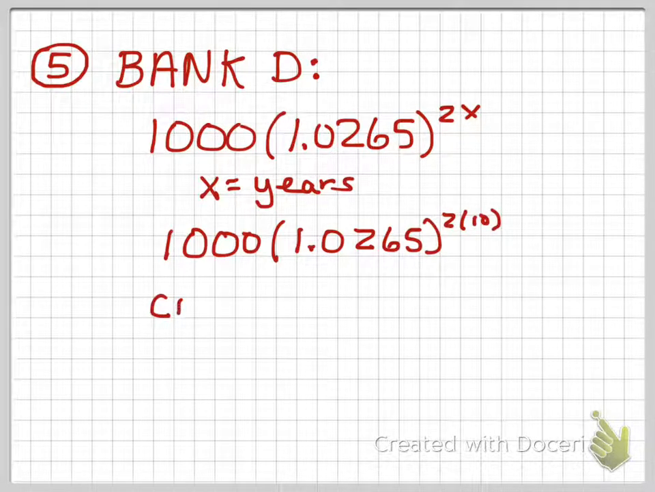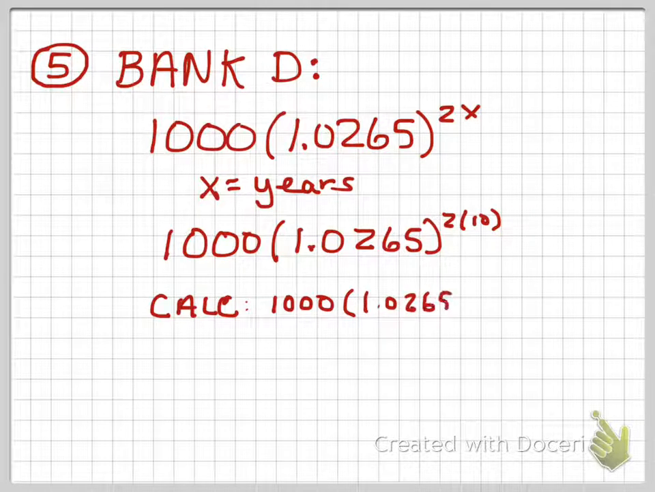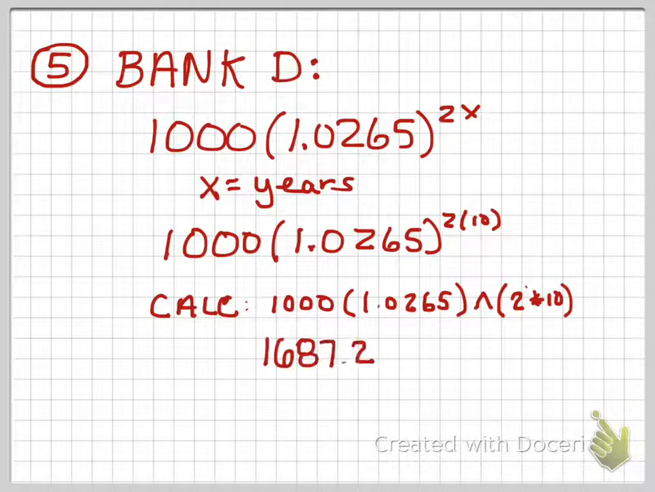So we're going to plug in 10 for the x value, and I think the people that made mistakes in my class, they put in their calculator as 1,000 times 1.0265 to the second power, and then they multiplied it by 10. So you have to make sure that 2 times 10 is in parentheses, or if it was me doing it, I would want to make sure that I don't make that mistake, so I just do 2 times 10 in my head and put in 20 into the calculator, $1,687.25. Easy problem as long as you get in your calculator the correct way.